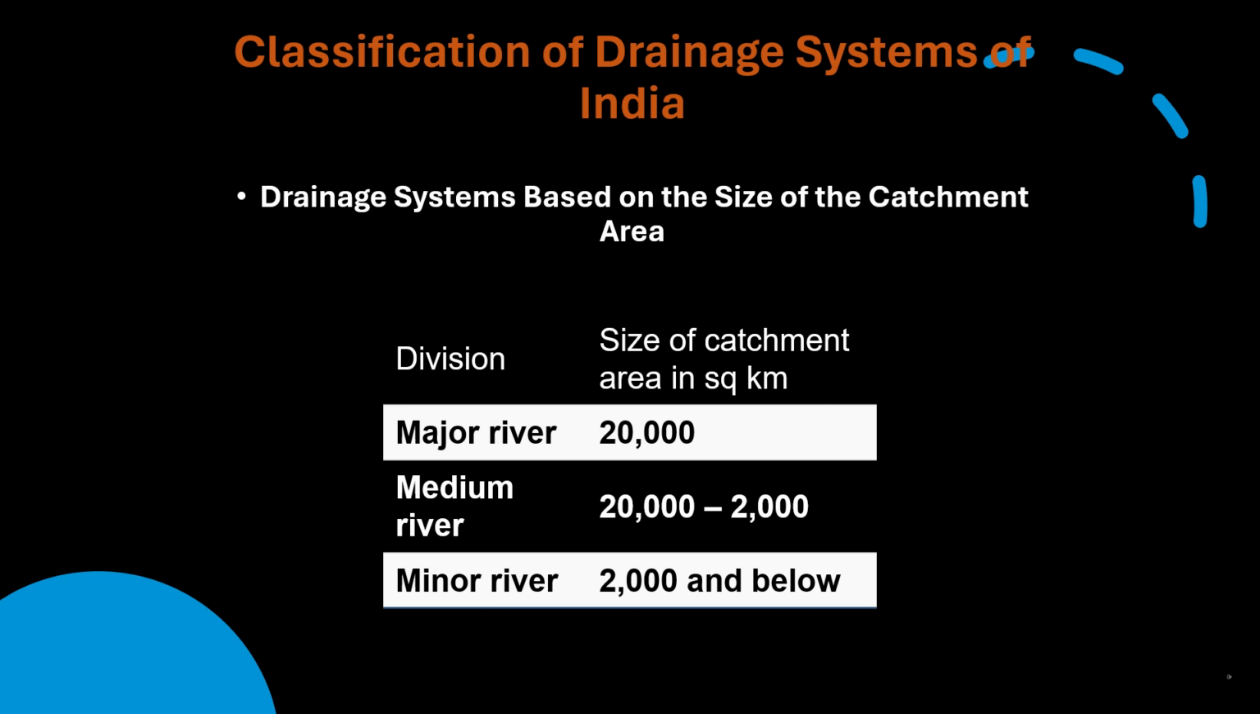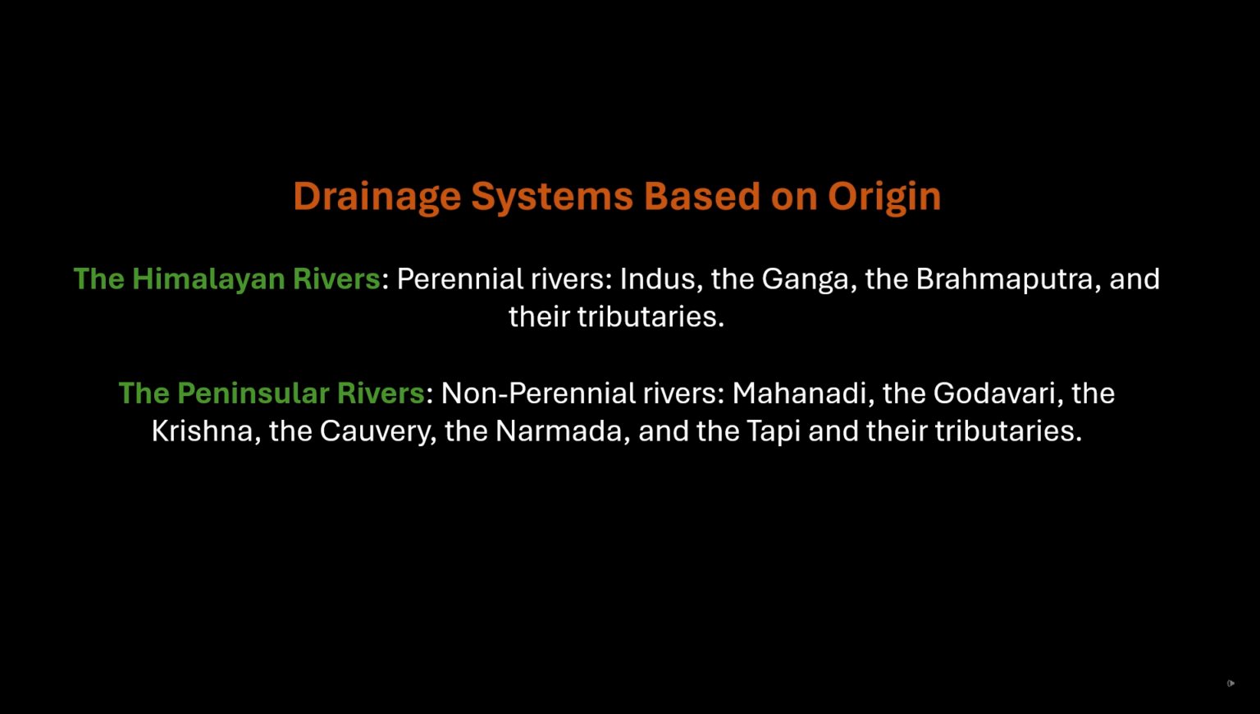Classification of drainage systems of India. Drainage systems based on the size of the catchment area. Drainage systems based on origin. The Himalayan rivers, perennial rivers: Indus, the Ganga, the Brahmaputra, and their tributaries. The peninsular rivers, non-perennial rivers: Mahanadi, the Godavari, the Krishna, the Kaveri, the Narmada, and the Tapi and their tributaries.